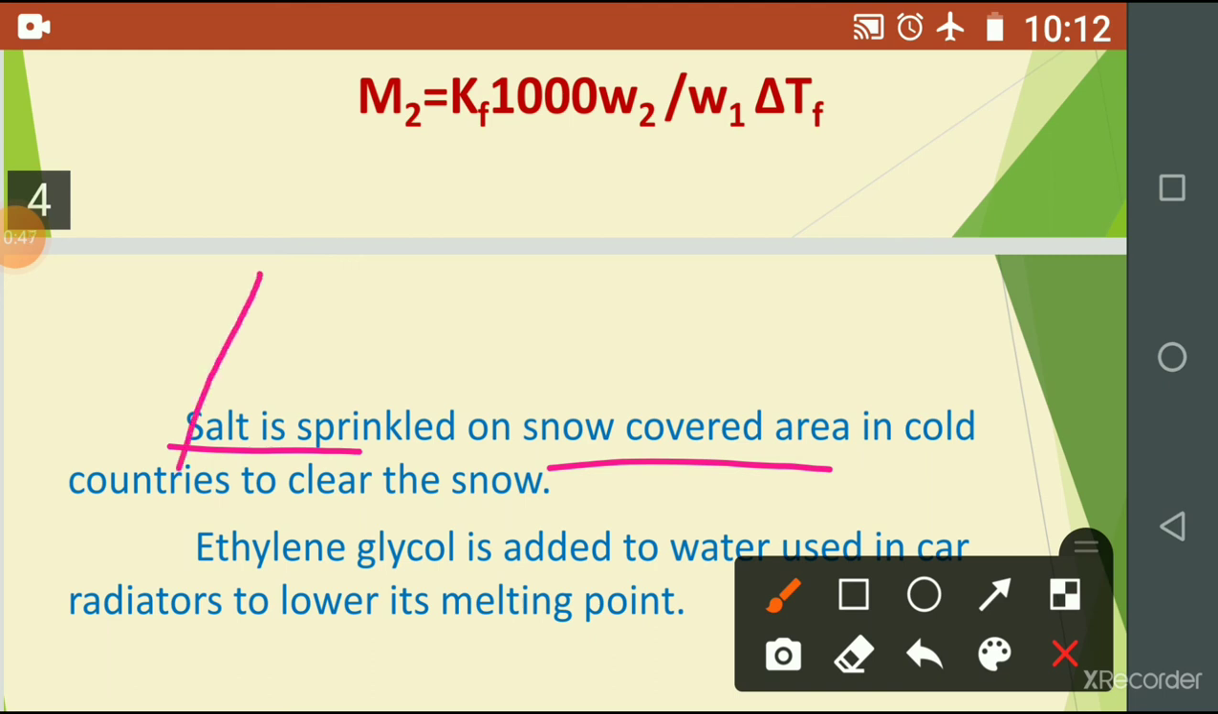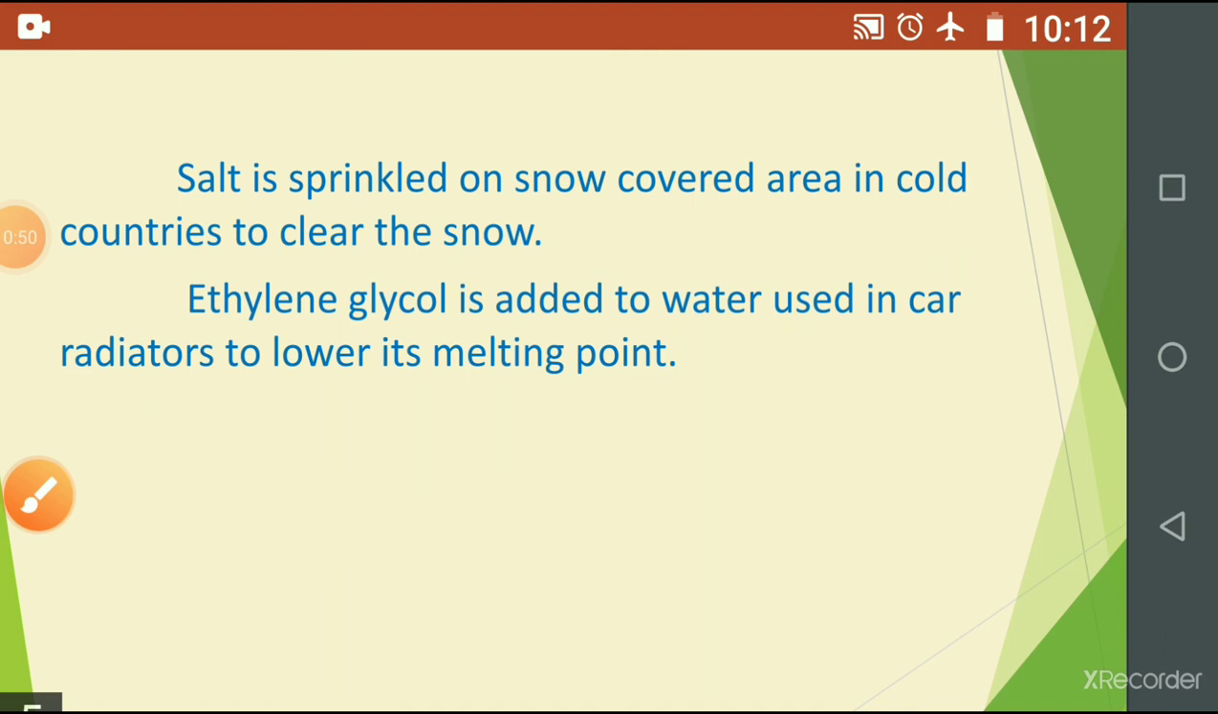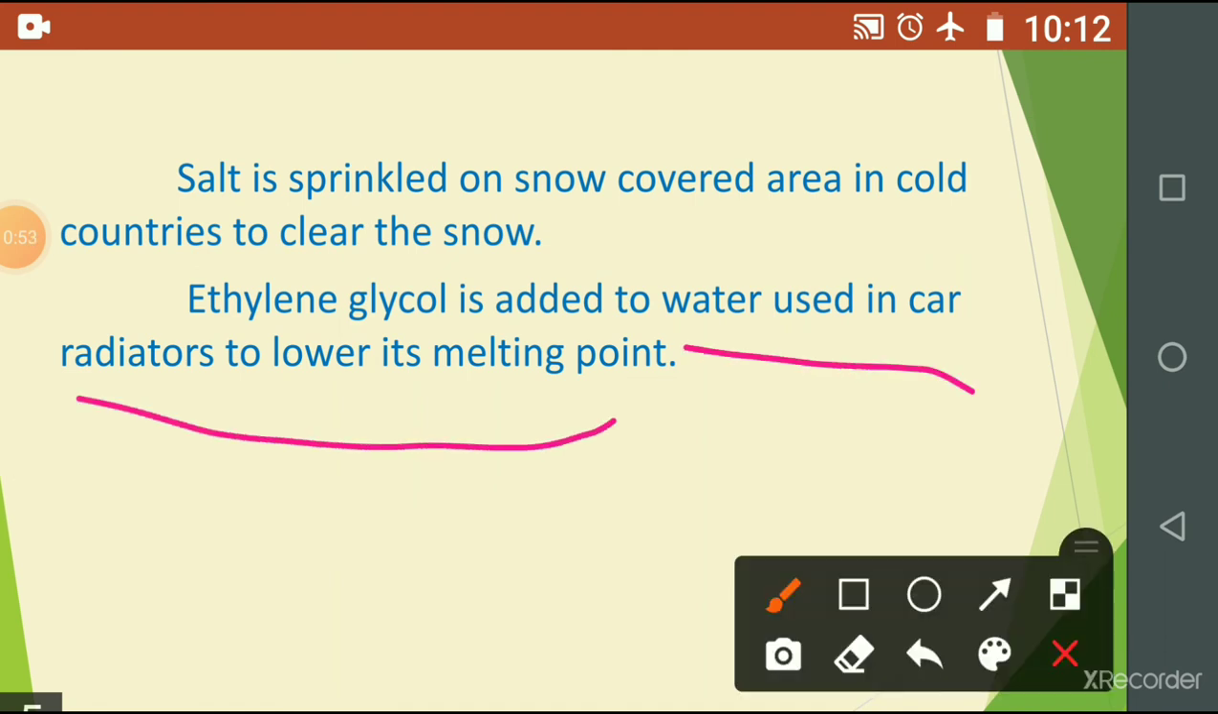Similarly, in cold countries people have to travel by car from one place to another. The car should not get heated, so water is used as coolant in the radiator. When the temperature decreases, the ice freezes and the coolant pipes will break. In order to prevent that they will add ethylene glycol. So if ethylene glycol is added at nearly 33%, the freezing point of the water comes down to nearly minus 17.5 degrees Celsius, so that they can easily run the vehicles.